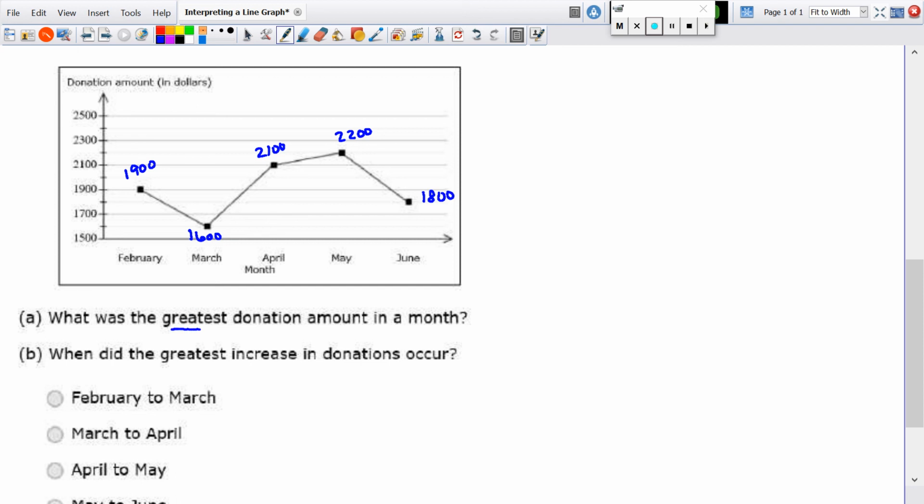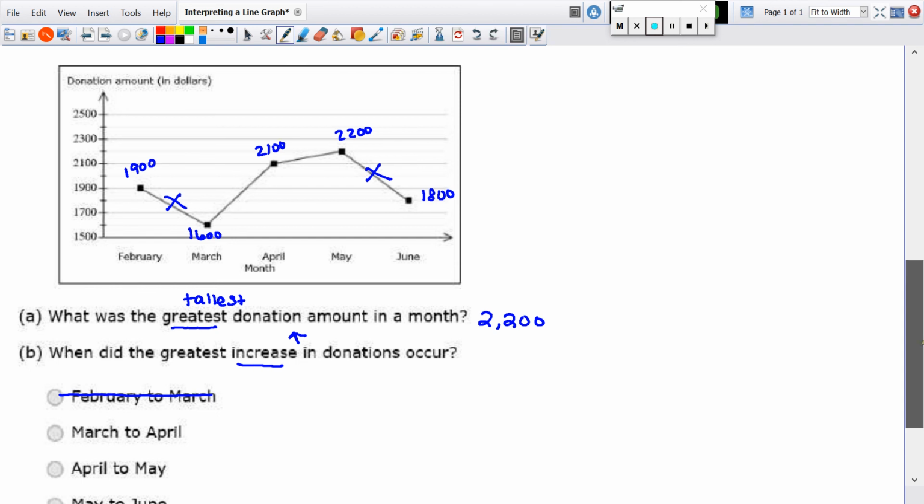So what was the greatest donation in a month? That's going to be the tallest point. So that would be right here at $2,200. When did the greatest increase? Increase goes up. So any lines going down, we're not looking at any lines going down. So we know it's not between February and March. And we know it's not between May and June because those are decreasing. Those are going down.